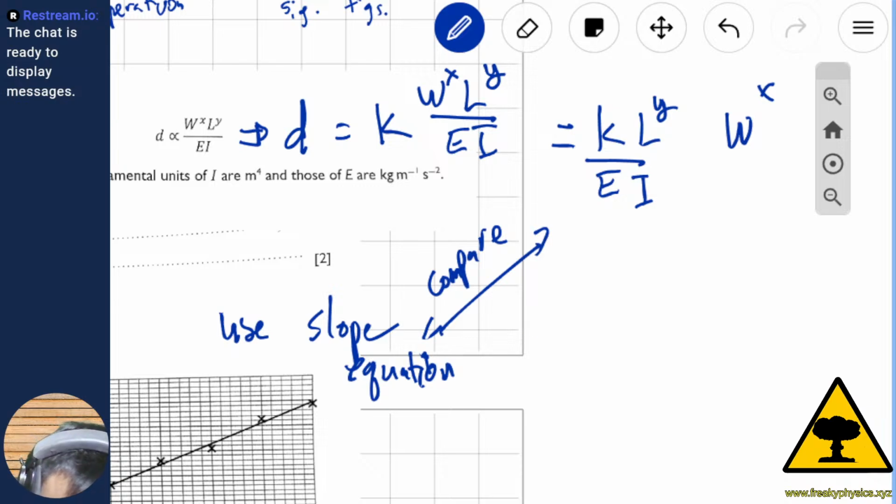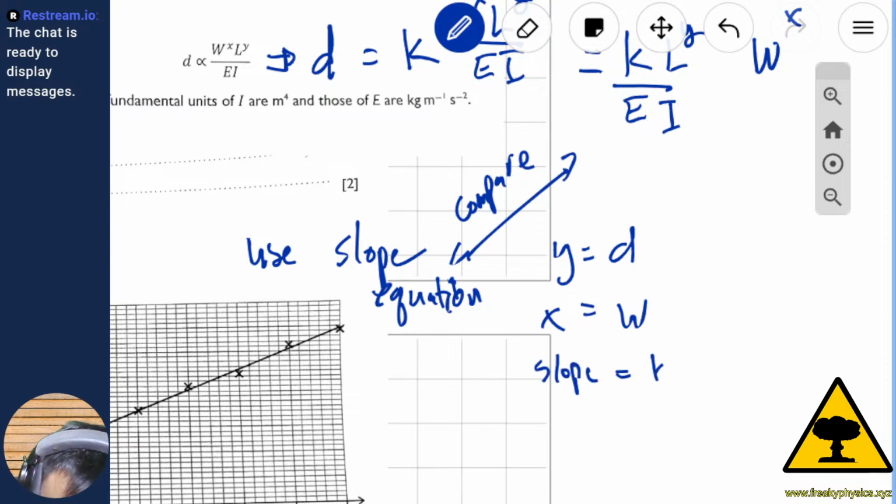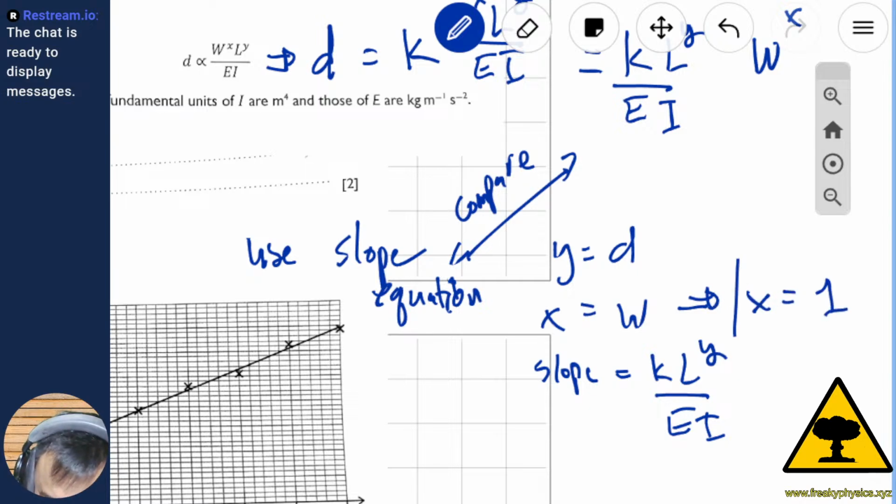So, because our y is d and our x is equal to w, it's just w, right? So that means the slope is equal to k l raised to y over e I. In other words, we can now say that x equals 1, because that's the only way that w raised to x equals w. Okay, so that's the first part.